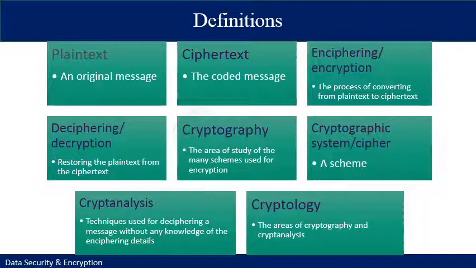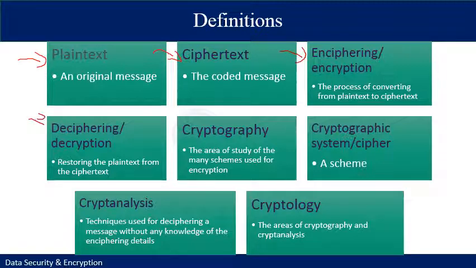For example, the first term we have here is plain text. Plain text is known as the original message. The next term is ciphertext, which is referred to as the coded message, which is actually a converted form of plain text. The process used to convert a plain text into a ciphertext is known as enciphering or encryption. The process converts the plain text into a ciphertext using an encryption algorithm.